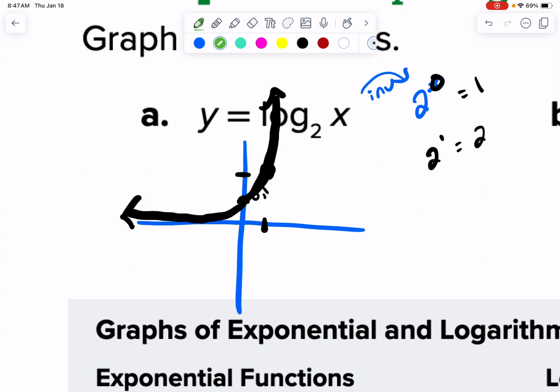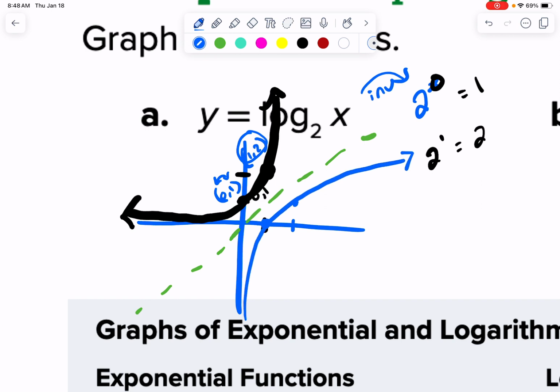Now, if I switch gears and I want to graph log base 2, I know that if this point is 0, 1, and this point is 1, 2, and I invert those, I just switch the coordinates. So I have the point 1, 0, which is this one, and I have the point 2, 1, which is this one. And it is going to go like this, where the vertical asymptote is the y-axis.